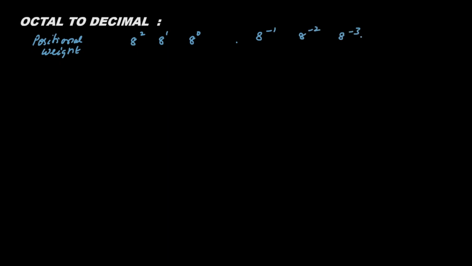These can go further also, 8 to the power minus 4, minus 5, depending upon the number of digits you have in the number. Suppose we consider an example, 362.451 to the base 8. Now I want to convert this to decimal. So we enter it here in the table: 2, 6, 3, 4, 5, 1.